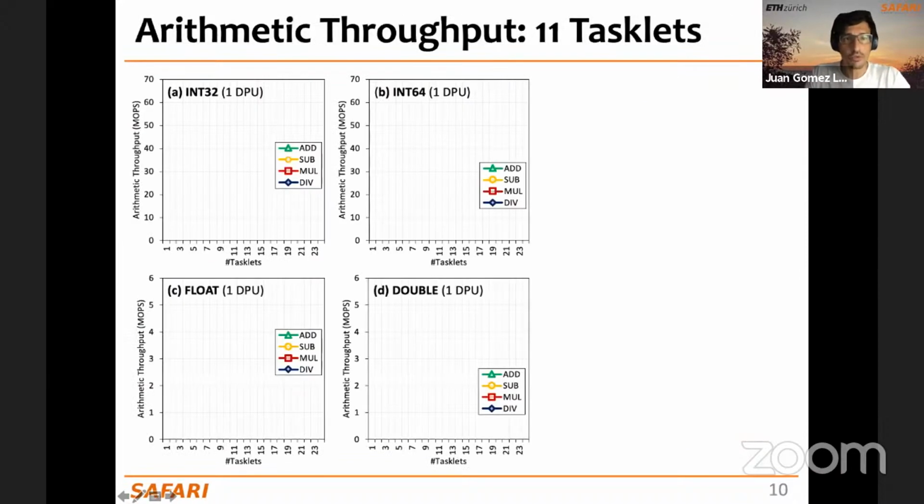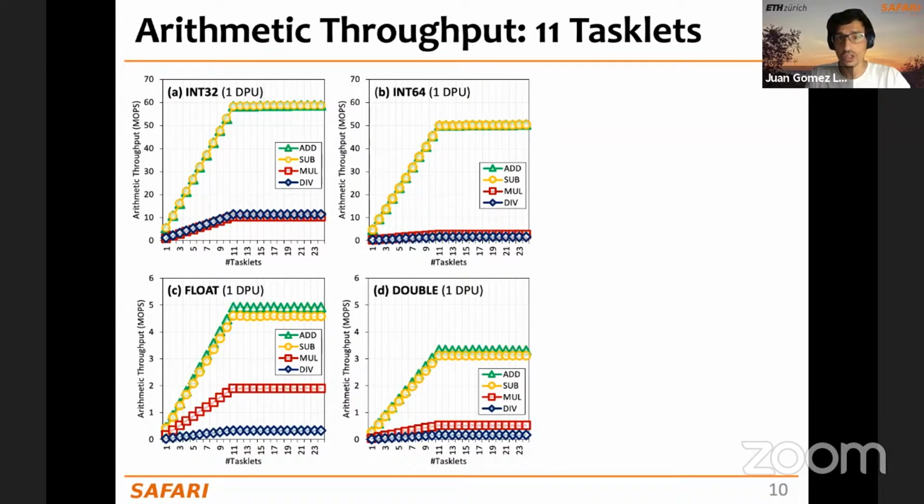So here are some results, and as you can see, we have 4 different plots. In the y-axis, we have the arithmetic throughput in mega operations per second. In the x-axis, we have the tasklets from 1 to 24, and we have results for integer 32, integer 64, floating point, and double. These are the results for addition and subtraction. These are the results for multiplication and division. And these are the results for the rest of data types.